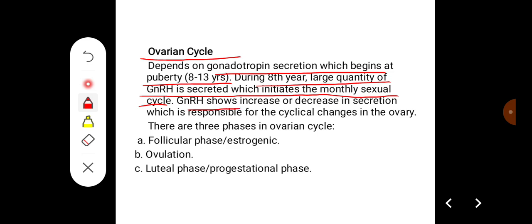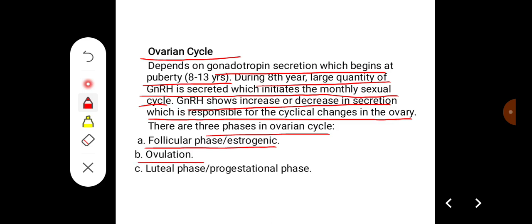Gonadotropin releasing hormone shows increase or decrease in secretion which is responsible for cyclical changes in the ovary. There are 3 phases in ovarian cycle. The first phase is follicular phase or estrogenic phase, the second phase is phase of ovulation, and the third phase is luteal or progestational phase.